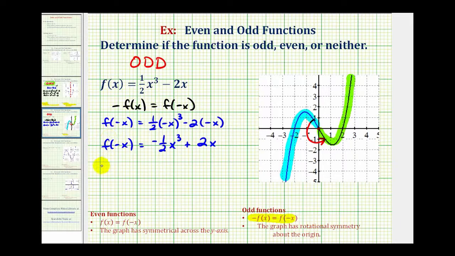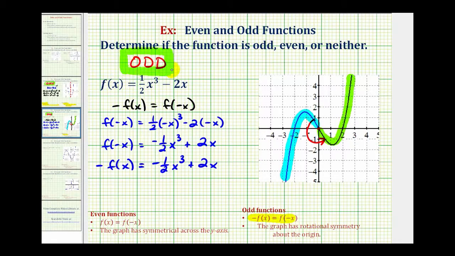We want to compare this to the opposite of f of x, or negative f of x. So for the opposite of f of x, we're going to change the sign of each term on the right side of this function. So we would have negative 1/2 x cubed, and then plus 2x. If we compare these two functions, notice how they're equal. Therefore, we have just verified that negative f of x is equal to f of negative x. Therefore, the function is odd, which we already knew graphically.